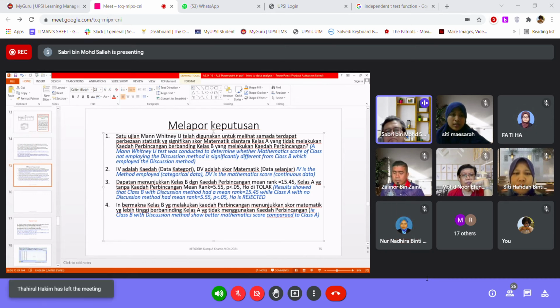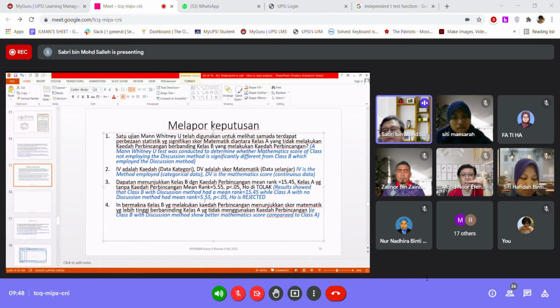The result showed that class B with the discussion method had a mean rank of 15.5. Notice, there is no standard deviation. Class A, no discussion method, had a mean rank of 5.55. P less than 0.05, the null is rejected. So it shows that class B with the discussion method has a better math score compared to class A.